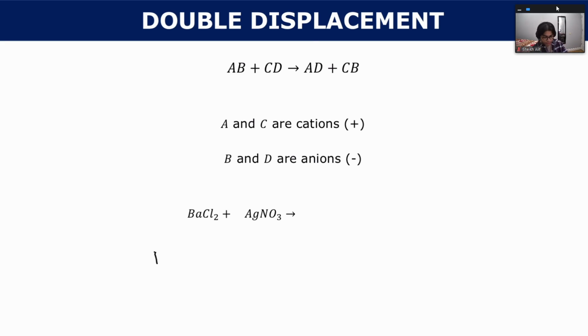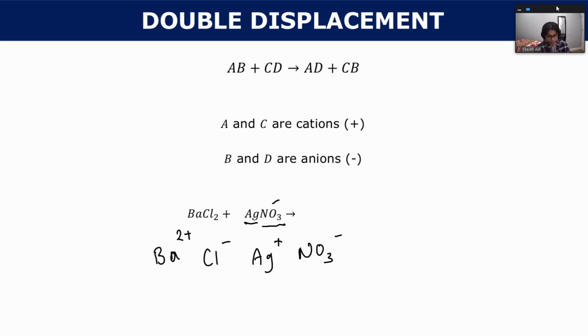We should first write down all the charges of these elements. Barium is going to have a +2 charge. Chlorine is going to have a -1 charge. Silver here is going to have a +1 charge, sorry. And NO3 here is going to have a -1 charge. The reason we know that Ag has a +1 charge is because the polyatomic ion here, nitrate, has a -1 charge. So in order for this compound, AgNO3, to be neutral, Ag must have a +1 charge.